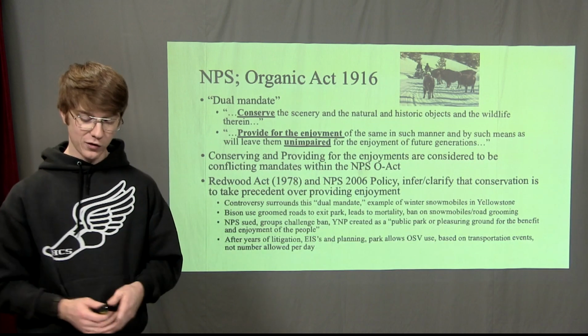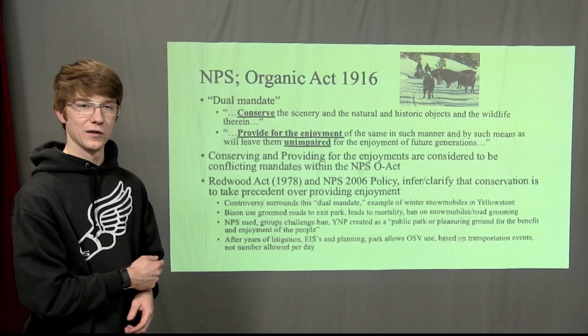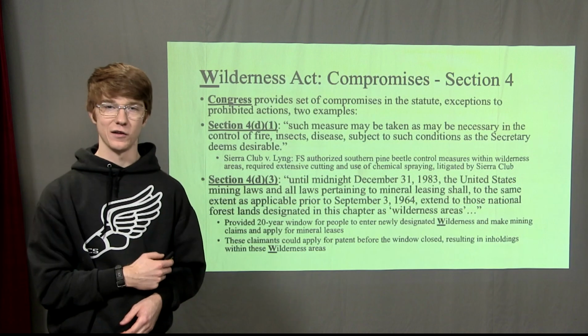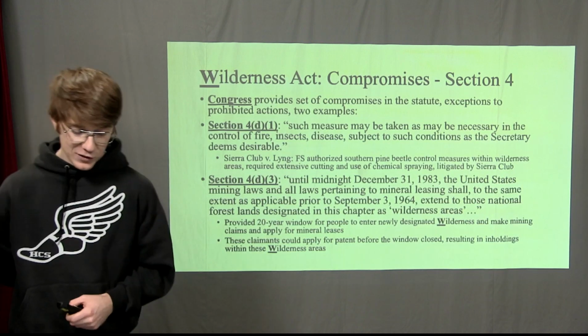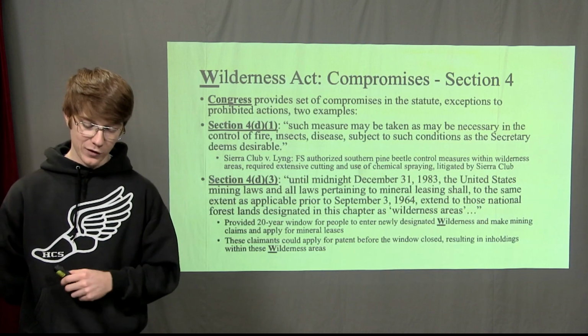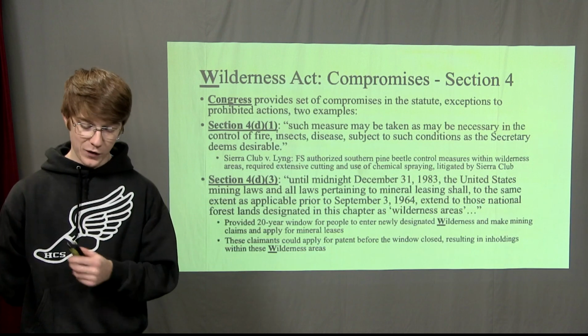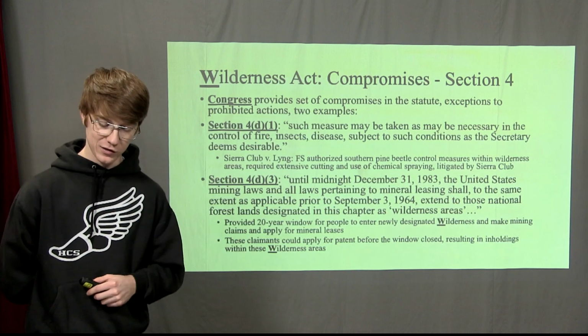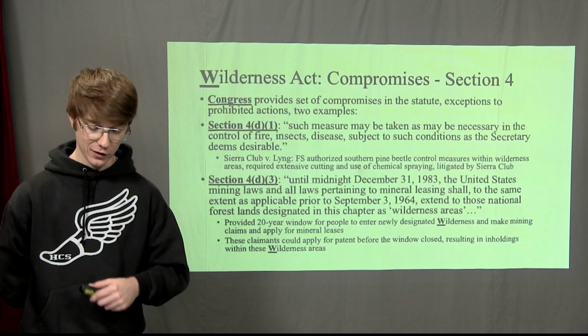Explain the nature of two political compromises evident in the Wilderness Act of 1964. Let me just get to the slide. Okay. Explain the nature of two political compromises evident in the Wilderness Act of 1964. Provide an example of how one of these compromises could challenge the management of wilderness character.